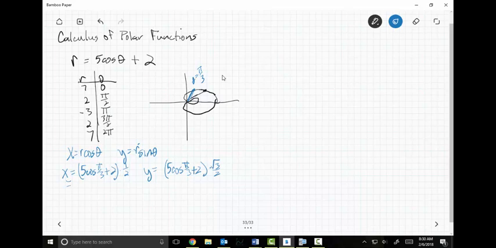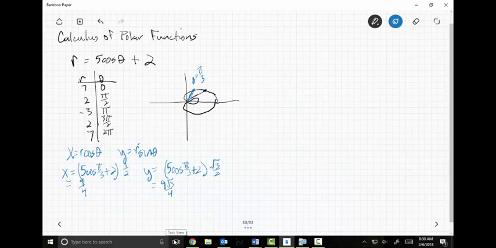Cosine of π/3 is 1/2, so 5 halves plus 4 halves, which is 2, is 9 halves, times 1/2 is 9/4, right? Likewise here, we end up with 5 halves plus 4 halves, 9 halves, so 9√3/4. So y is going to be 9√3/4. Now I have my point.